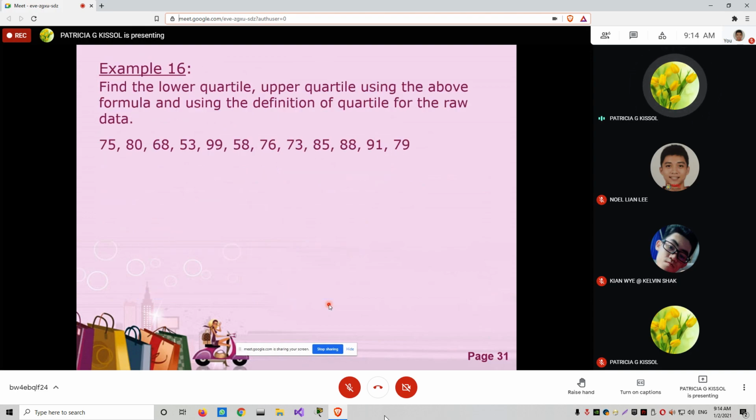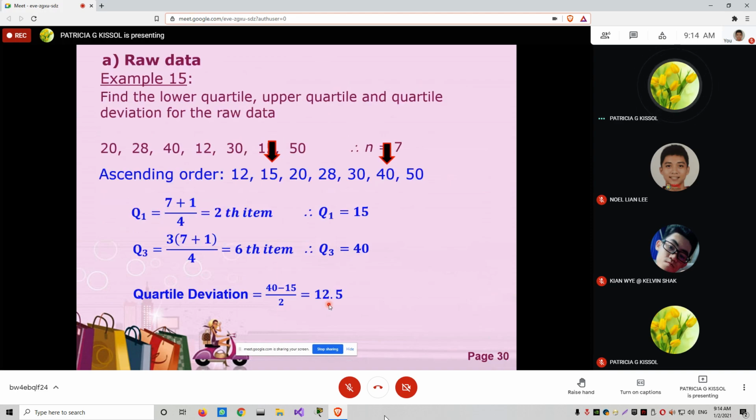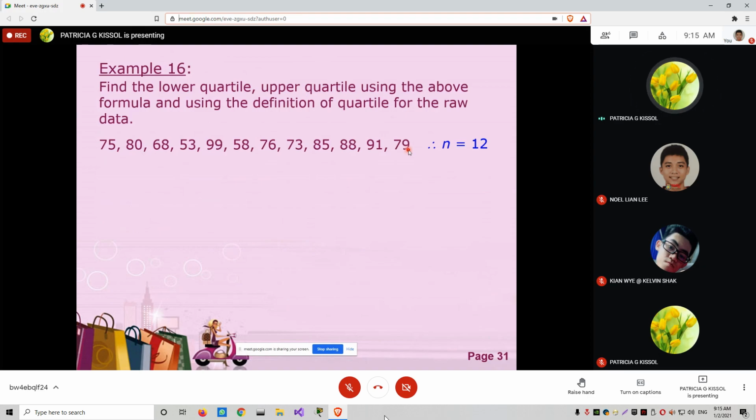We also have another example, still raw data, but this time our n is slightly bigger and it's even. Compare with the previous example, where our n is 7, it's odd. What we have now is n equals 12, meaning we have an even number of data. So how do you find the lower quartile and upper quartile?